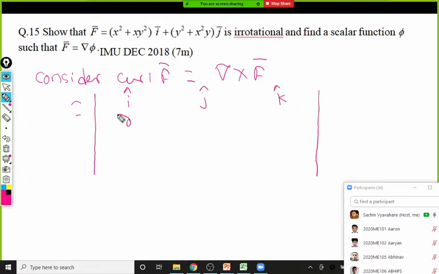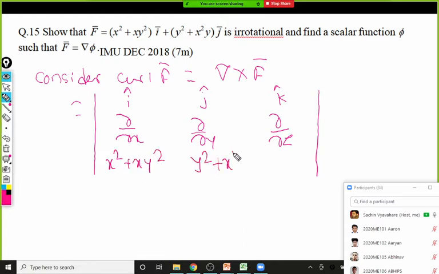The second row has the components of the del operator: dou by dou x, dou by dou y, and dou by dou z. The third row has the components of vector f bar, that is f1, f2, and f3, which are x square plus xy square, y square plus x square y, and f3 is not there. If you observe, f equals f1 i plus f2 j plus f3 k, and f3 is 0.